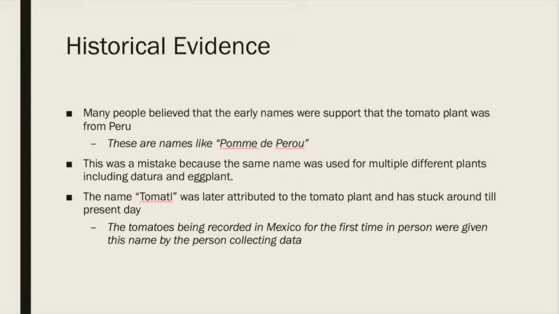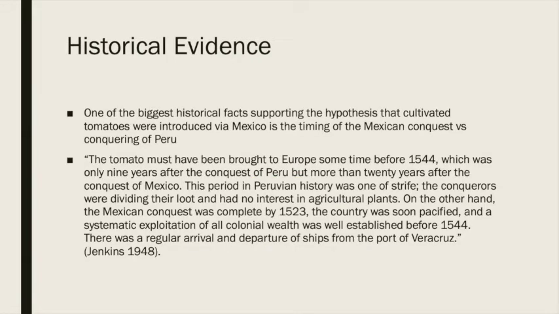which provides more substantial evidence than the claim that the tomato was from Peru due to the name of Palme de Peru, when that name wasn't clearly talking about the tomato. Another piece of historical evidence that strongly supports an origin in Mexico rather than Peru is the timing of the Mexican conquest compared to that of the conquering of Peru. A quote from an article written by Jenkins says, "The tomato must have been brought to Europe sometime before 1544, which was only 9 years after the conquest of Peru, but more than 20 years after the conquest of Mexico.